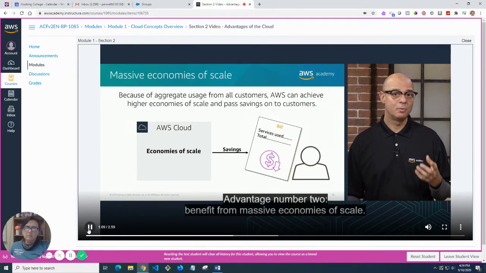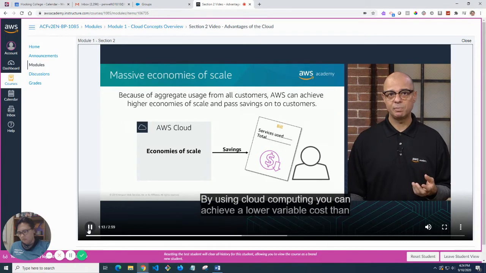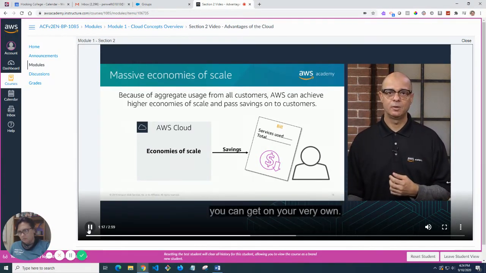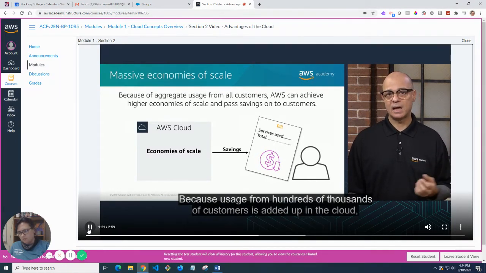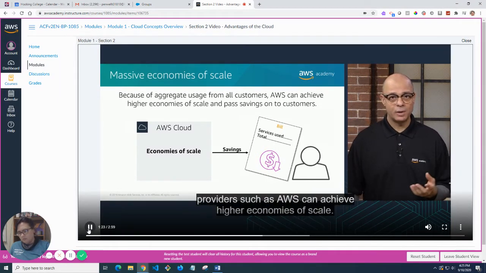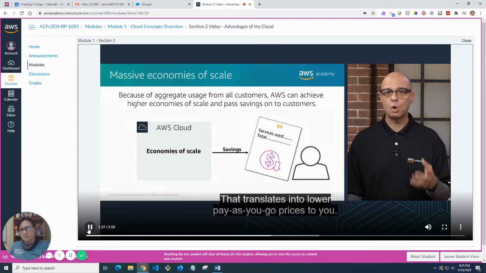Advantage number 2, benefit from massive economies of scale. By using cloud computing, you can achieve a lower variable cost than you can get on your own. Because usage from hundreds of thousands of customers is added up in the cloud, providers such as AWS can achieve higher economies of scale. That translates into lower pay-as-you-go prices to you.